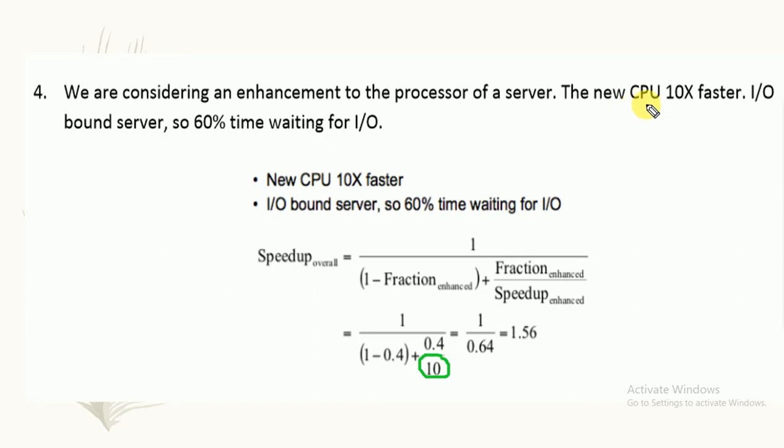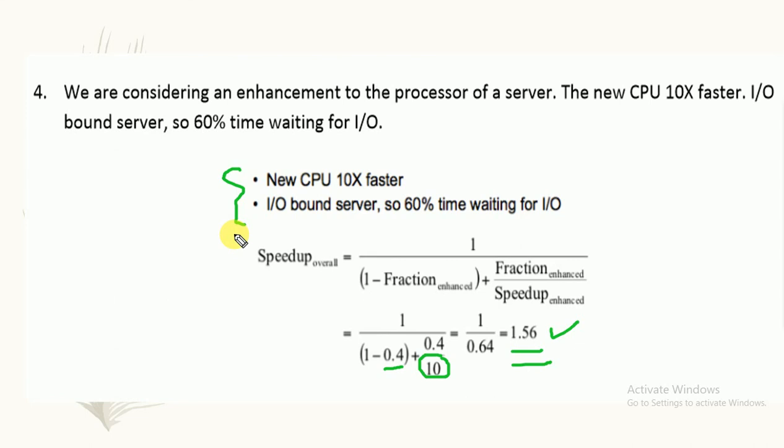So we are thinking about the enhancement of the CPU. 60% of the time it is waiting for IO, so the remaining 40% it is utilizing the CPU. So the fraction enhanced will be 0.4, right? So 1 divided by (1 minus 0.4) plus 0.4 divided by 10, which is equivalent to 1 divided by 0.64, which is 1.56. So the overall speedup is 1.56 for this particular situation.